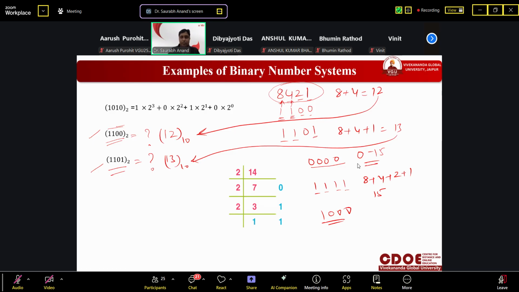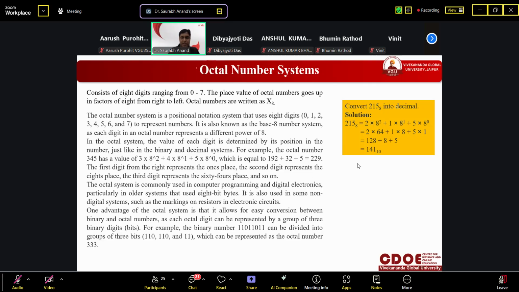Now we come to the octal number. Octal means 8, and 8 means we will start again from 0. So the range of the octal number will be 0 to 7 only. Clear? The topic we covered earlier is decimal, which was 0 to 9. Binary was 0 to 1 only. And octal is 0 to 7.